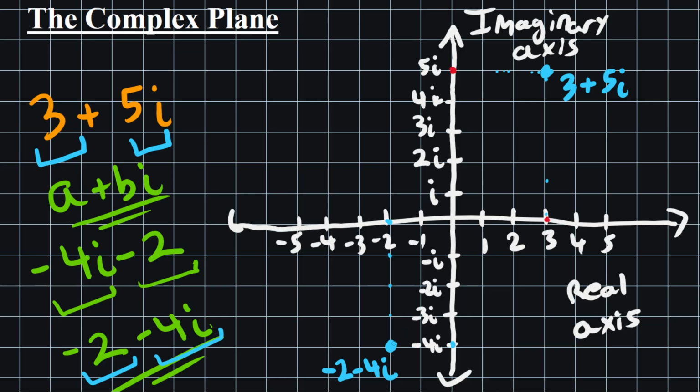And there we go. So that's how the complex plane works, and that's how we use it to plot our complex numbers. And it's important to make sure that they're in a plus bi form, because that makes them a lot easier to plot on the graph, on the complex plane.